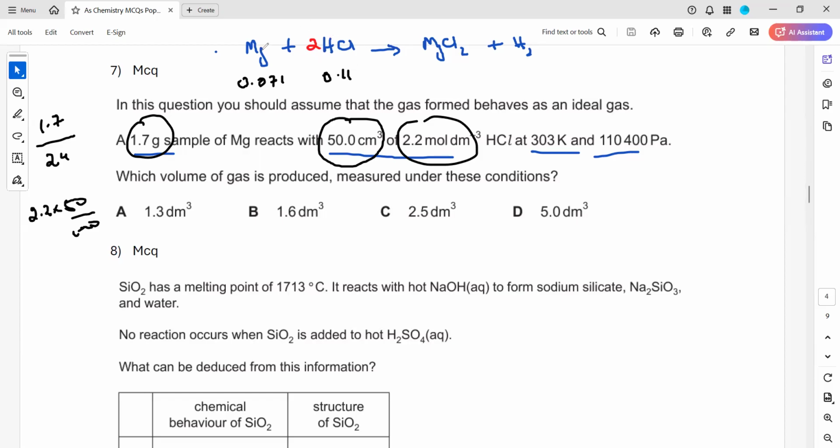According to the equation, the ratio is 1:2. If we have 1 mole of magnesium, we should have 2 moles of hydrochloric acid. So if we have 0.071 moles of magnesium, how many moles of hydrochloric acid do we need? We need double that, for a complete reaction: 0.142. We don't have 0.142, we have 0.11. It means the hydrochloric acid is the limiting reagent. The limiting reagent is the one which is used up completely.